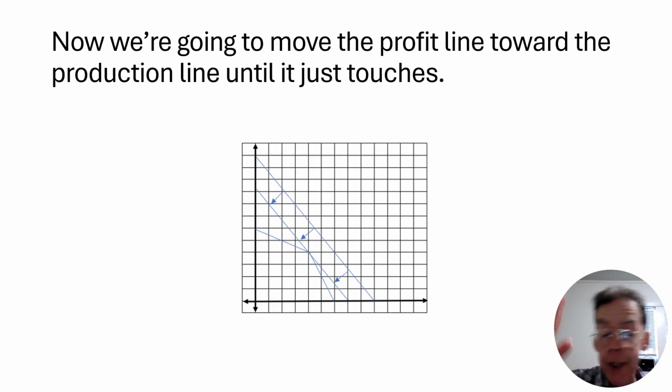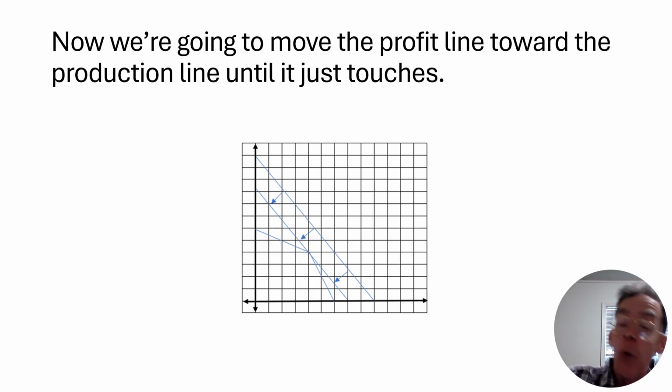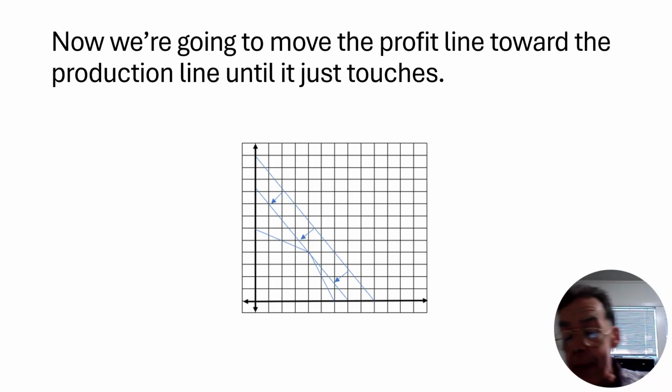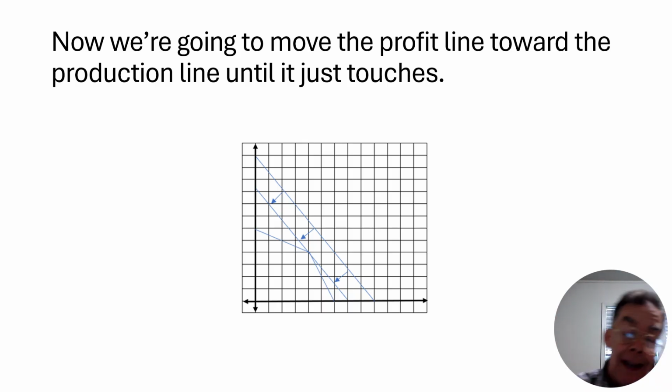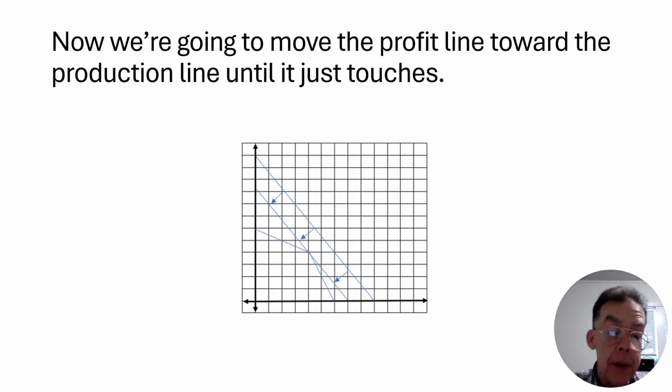So what we're going to do now is take the profit line, keeping the same slope. We're slowly going to move it toward the production line until it just touches. We want to keep it as far away from the origin as we can. So as we move it toward the production line, as soon as it touches, we're going to stop, because that's the highest that we can have the profit line. That's the furthest away from the origin that it can be, and hence the largest profit. So we're moving this profit line as indicated by the arrows, closer and closer to the production line. And as soon as it touches right there in the corner, we're going to stop. And that's going to be our point of maximum profit.